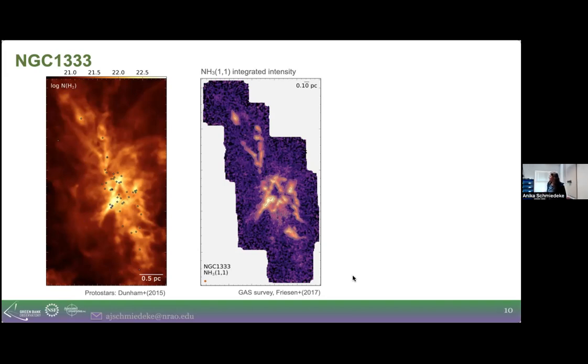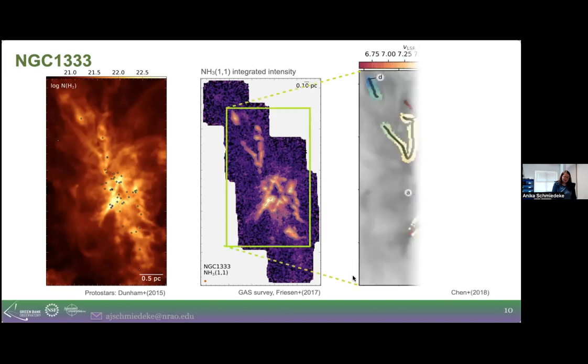What you see here is a great study by Rachel Friesen and collaborators. They used the GBT and performed the Green Bank Ammonia Survey. They've done many different star forming regions, one of them NGC 1333. As you can see, the ammonia integrated intensity map now follows the column density pretty well.